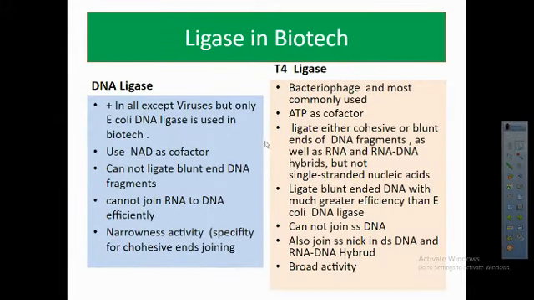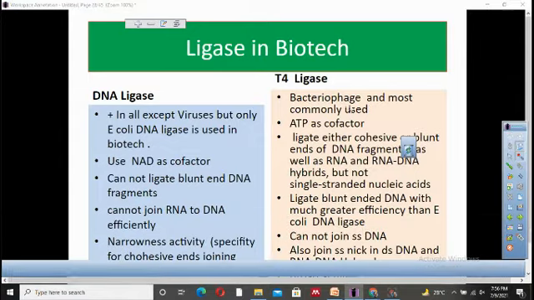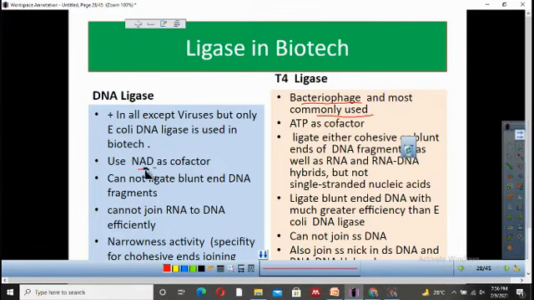For the purpose of comparison, here are some comparative points between the DNA ligase and the T4 ligase. For example, the DNA ligase is present in all except viruses, but only E. coli DNA ligase is used in biotechnology. While the T4 ligase is obtained from the bacteriophage and it is the most commonly used, more than this DNA ligase. Another major difference is that it uses a cofactor. So here the cofactor is NAD, nicotinamide adenine dinucleotide, and here the cofactor is adenosine triphosphate.